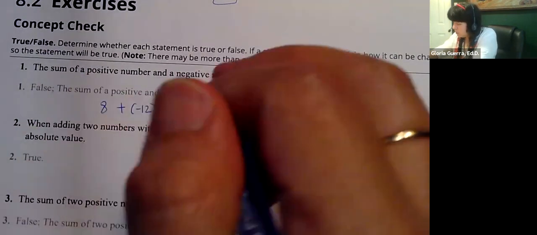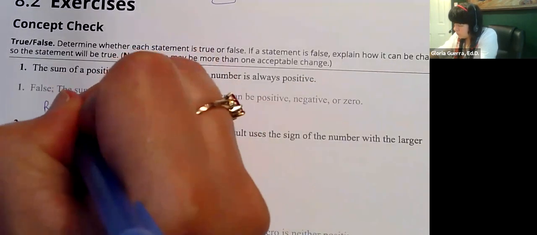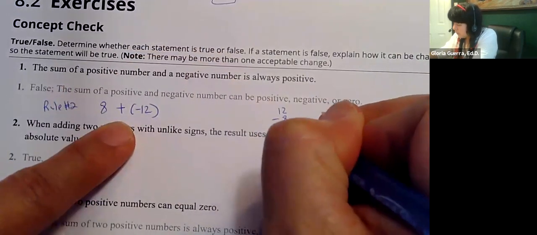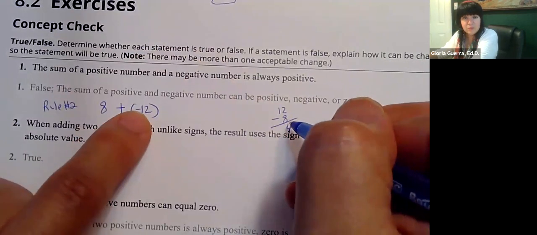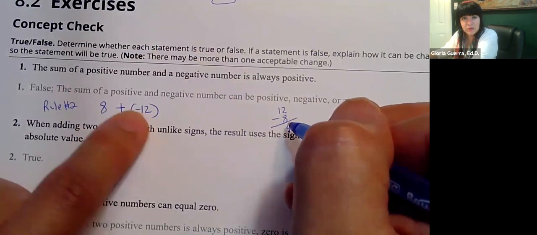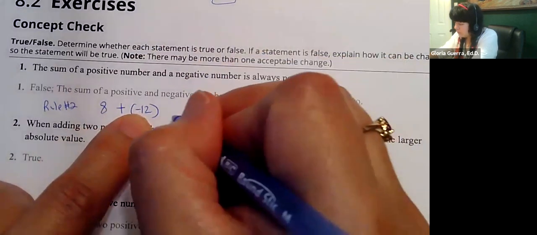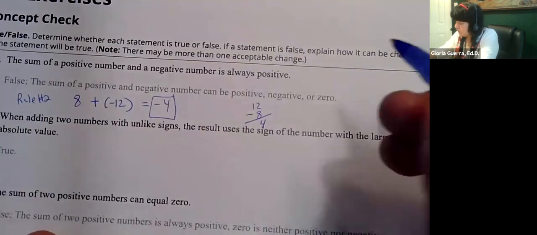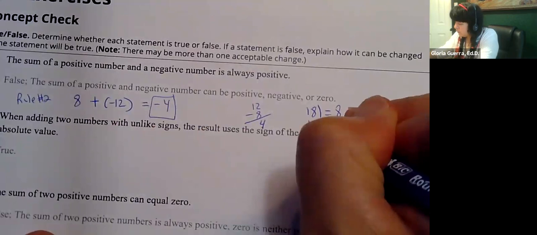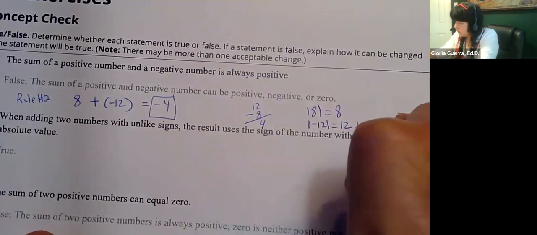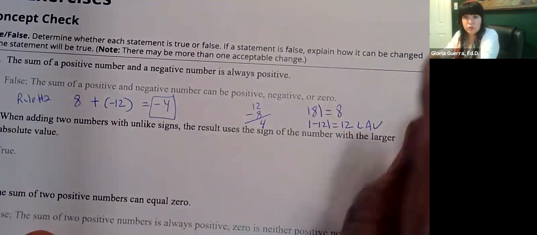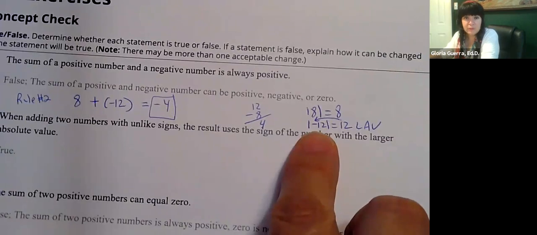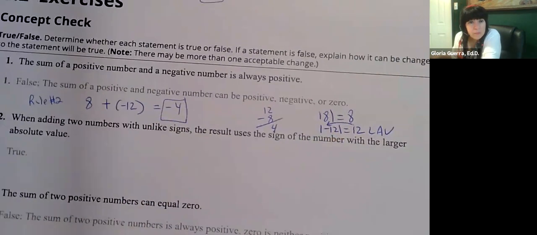This, you know, is rule number 2. So you would subtract, right? 12 minus 8 is 4, but it's going to be a negative 4 because this distance is bigger than 8. 12 is bigger, and it happens to be negative. So that would be a negative 4. The absolute value of 8 is 8. The absolute value of negative 12 is 12. This one has the larger absolute value. So when you backtrack, what was it to begin with? It was negative. So the negative beats out. Okay. Number 2.